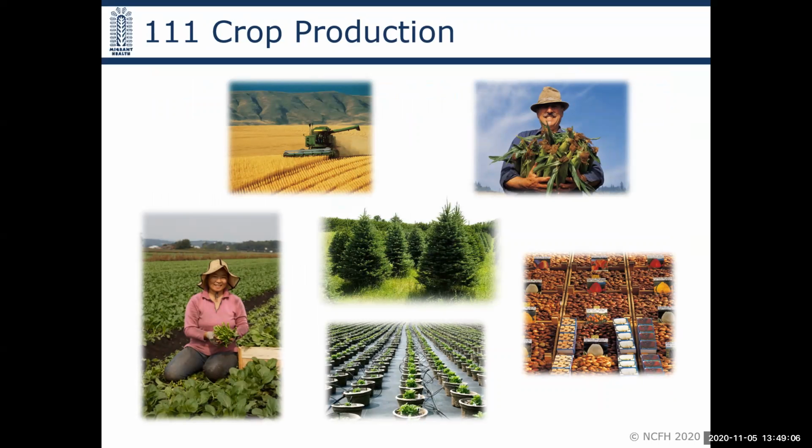So when we talk about crop production, the 111, we're talking about things like grains and nuts, fruits and vegetables, nurseries, and other commodities like tobacco, cotton, hops, and even Christmas trees.